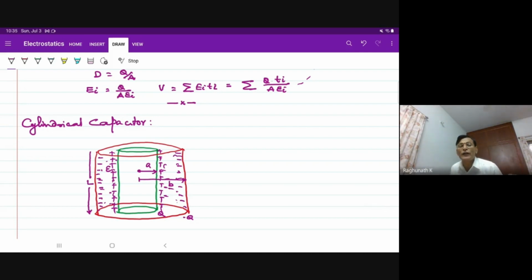To determine the potential difference between these two conductors, we need to talk about the electric field intensity. To determine the electric field intensity in the applications of Gauss law, at any distance rho from the axis of the cylinders, if you need to find out the field intensity, first of all, draw a cylinder of length L passing through that point of interest, having the axis of these two cylinders as its axis.